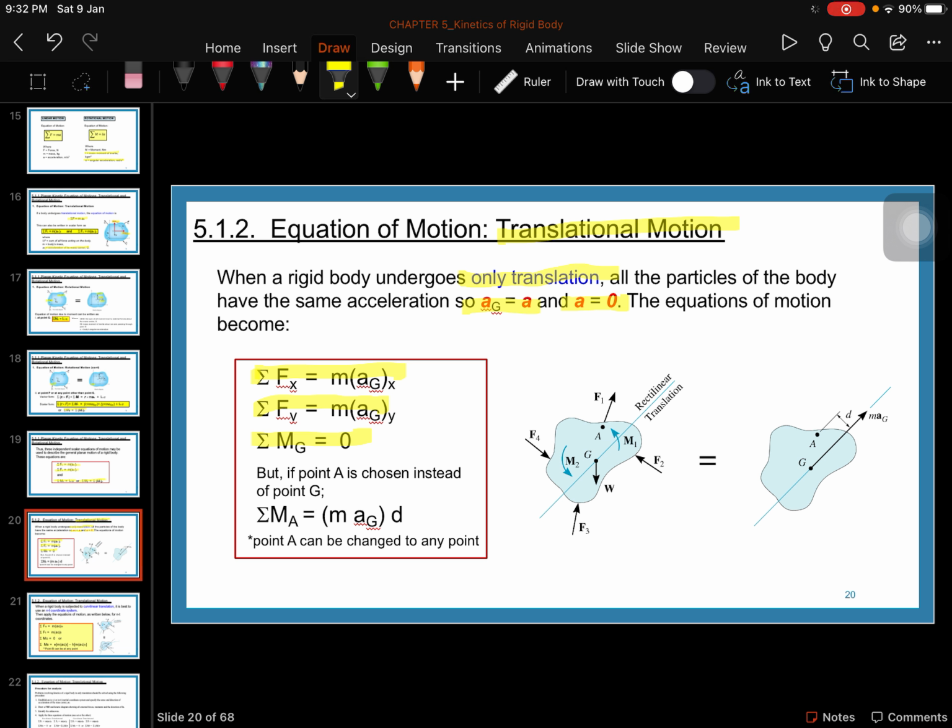But if point A is chosen instead of point G, so point A is another point rather than G, then the summation of MA equals m aG d, where d is the distance from the point to G.